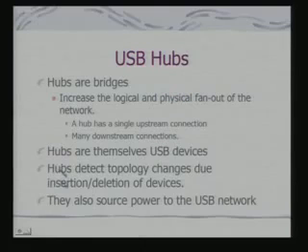Hubs themselves are USB devices, and hubs have the ability, which is not there in all USB devices, to detect topology changes due to insertion or deletion of a device. And they also source power to the USB network, because the power has to flow further down. So, this gives us more or less the architecture of the USB.